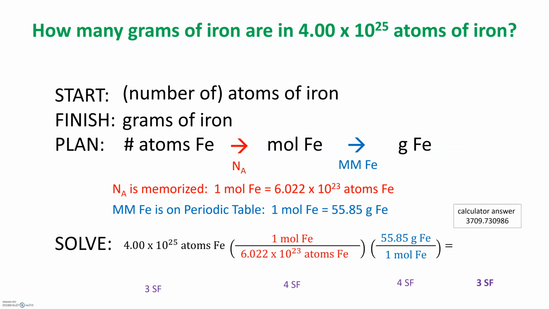My calculator gives me this result. It's, again, a bit of a tricky rounding problem. But there we are, 3,710 grams of iron.